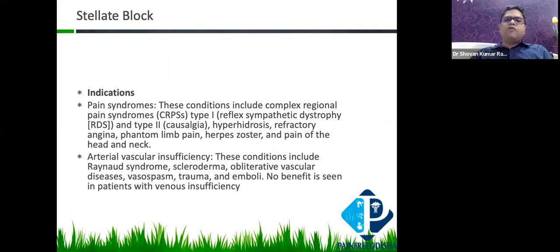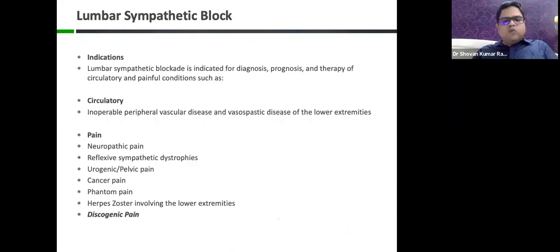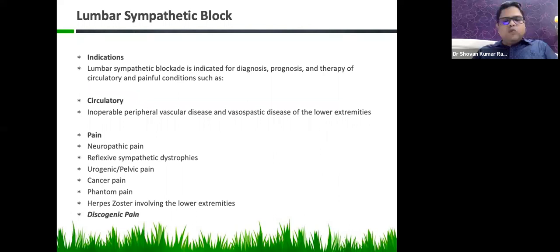The causes can be vascular causes, CRPS due to any other cause, phantom limb pain, herpes zoster, and pain in the head and neck. These are the different indications. Now, what happens if the same thing is happening in the lower limb?